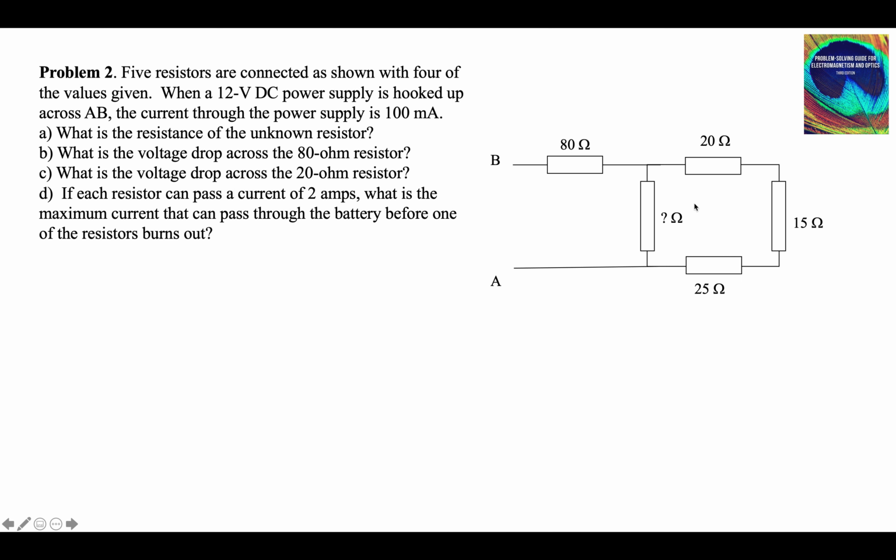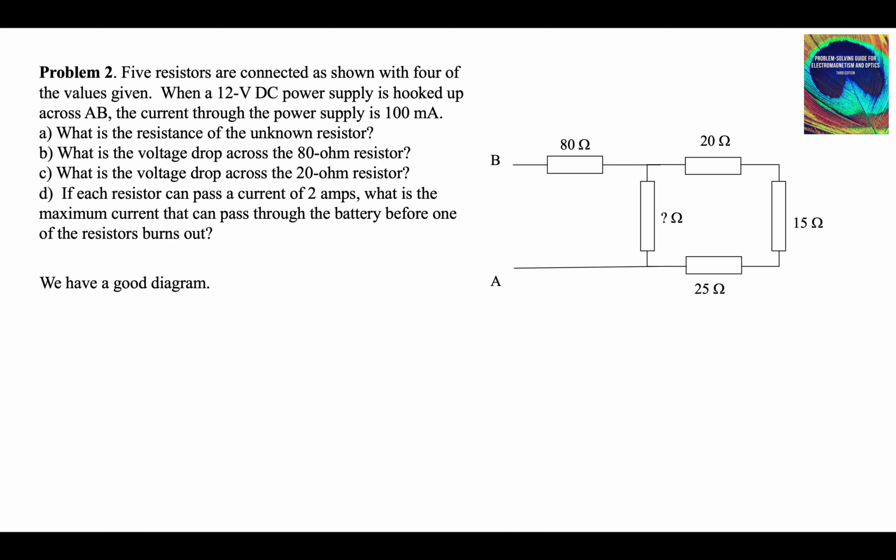Part A, what is the resistance of the unknown resistor? Part B, what is the voltage drop across the 80 ohm resistor? Part C, what is the voltage drop across the 20 ohm resistor? And finally, part D, if each resistor can pass a current of 2 amps, what's the maximum current that can pass through the battery before one of the resistors burns out?